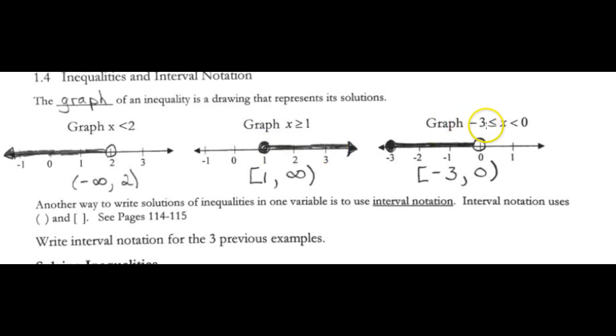Graph negative 3 is less than or equal to x is less than 0. X is between negative 3 and 0. It can include negative 3, so we use a solid circle. It cannot include 0, so we use a hollow circle.